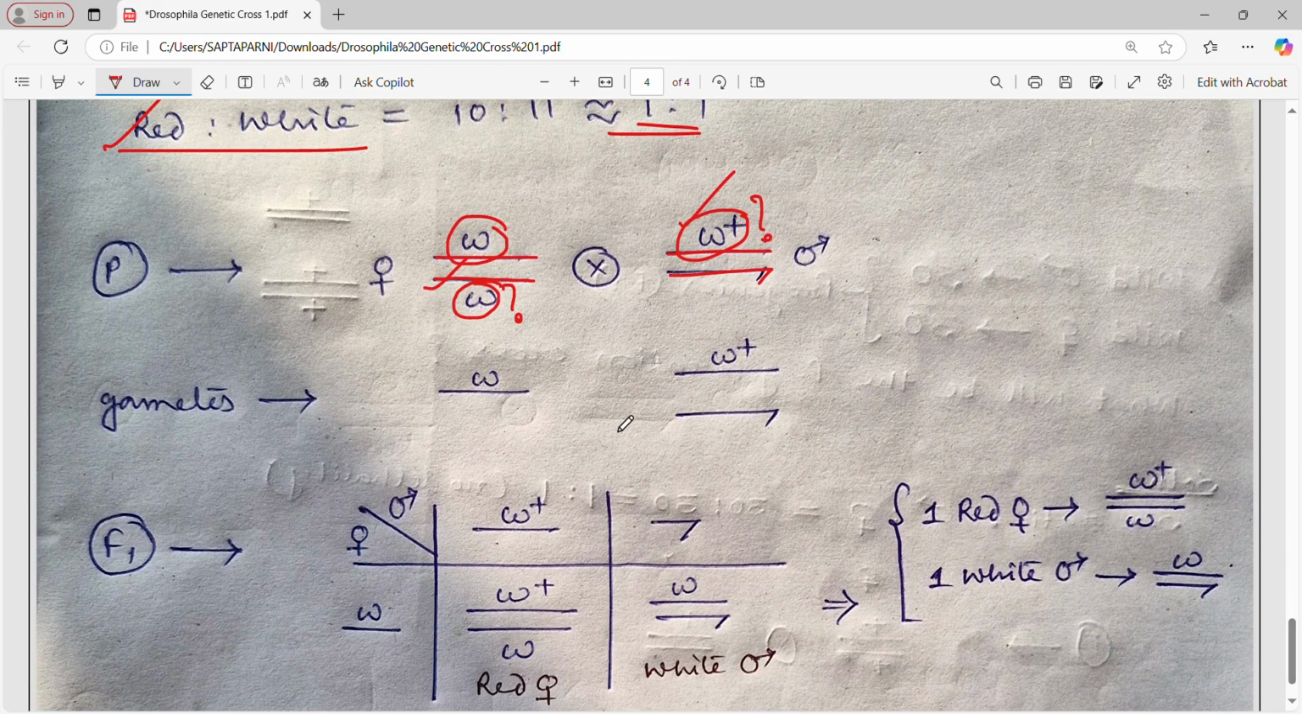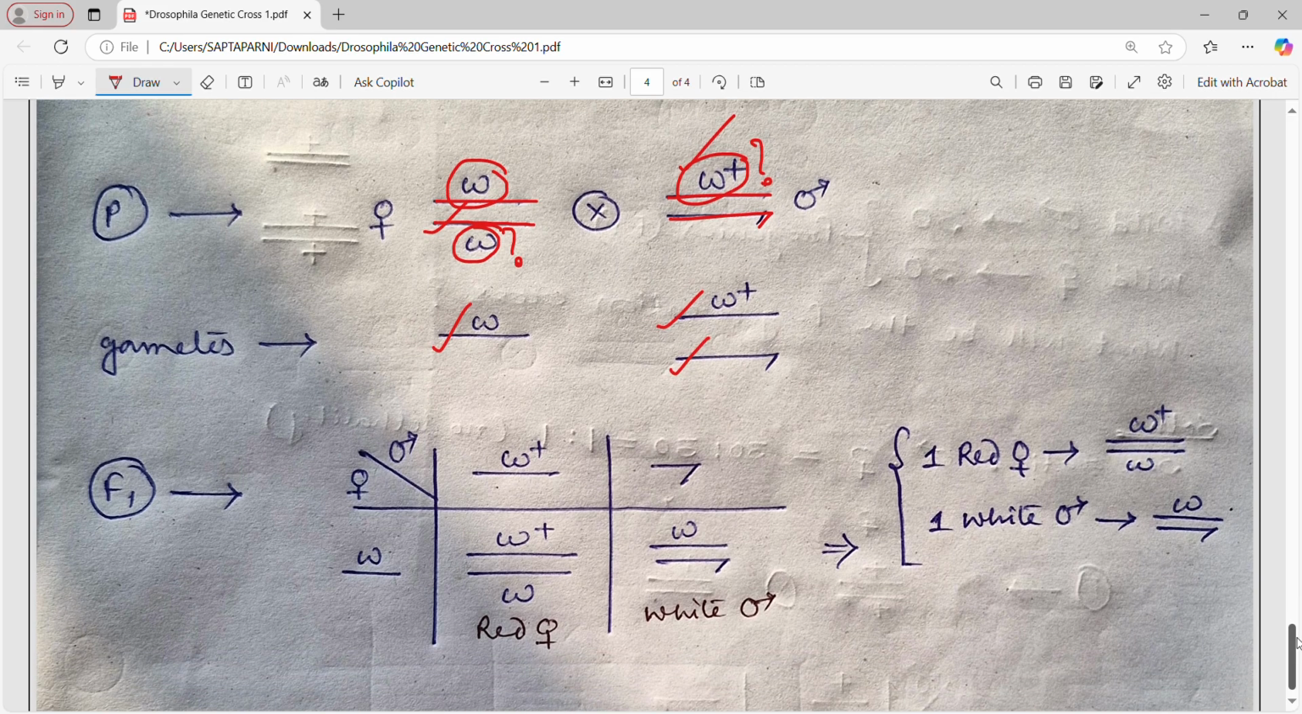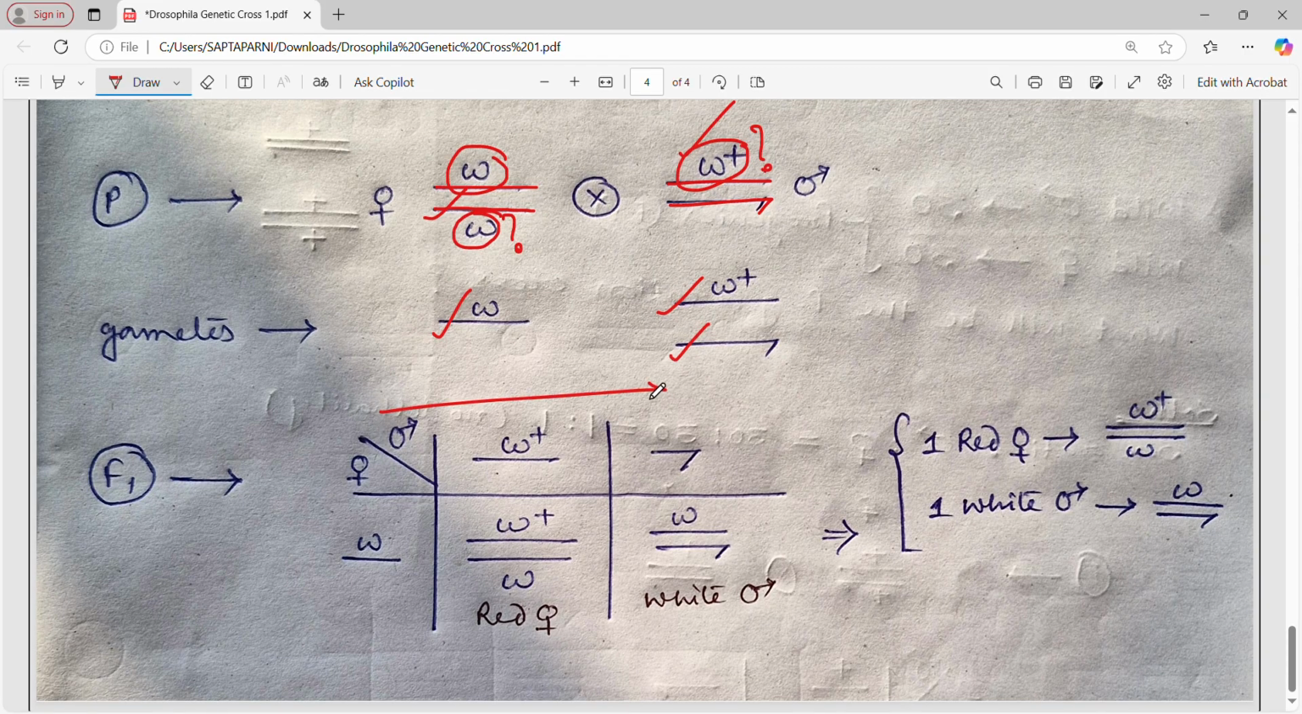So how many gametes will be there from mother? Obviously both X chromosomes contain the same allele, so there will be only a single gamete, W allele. And from father there will be two gametes, the W plus containing X chromosome and the Y chromosome. Now let's do the cross. Here we have written the male gametes and here the female gametes. So there is only one female gamete, the W containing X chromosome, and here the W plus containing X chromosome and Y chromosome from dad.